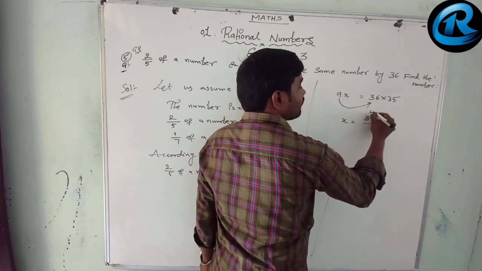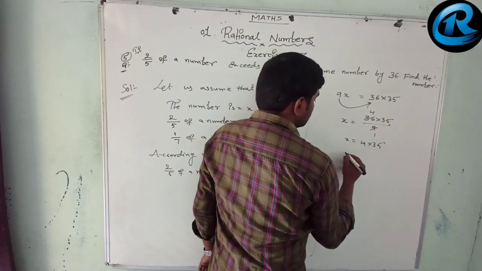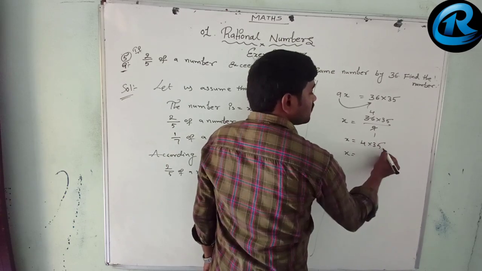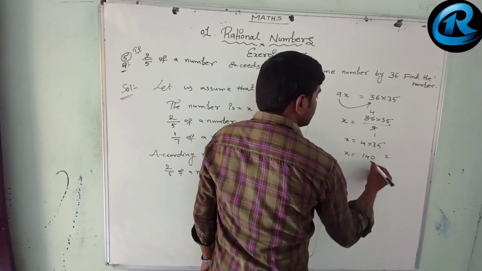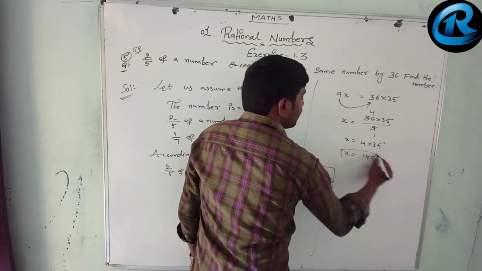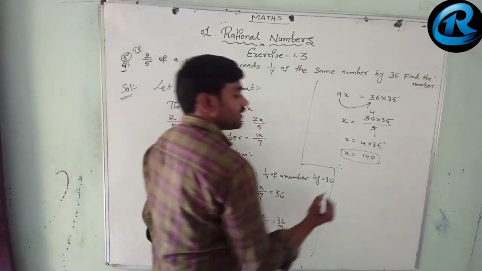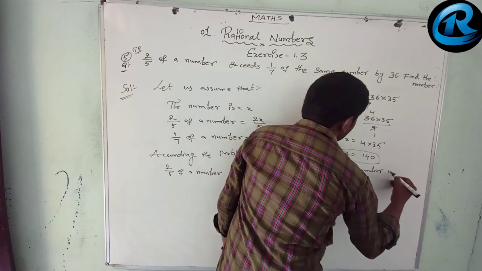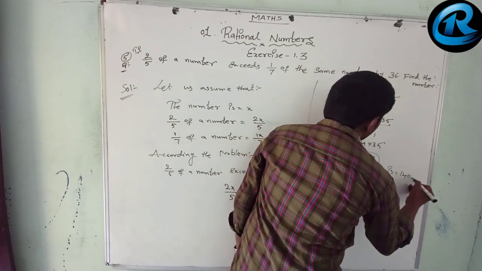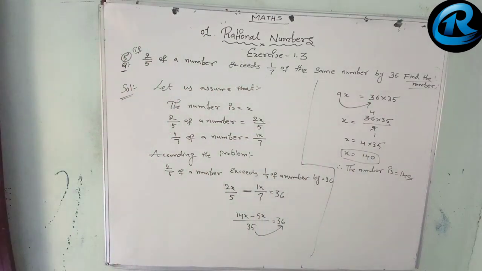9 1s are 9, 9 4s are 36. So x equals 4 into 35. 4 5s are 20. 4 3s are 12 plus 2, that is 14. Okay, x equals 140. Therefore x is the number. What did he ask us to find out? We have to find out the number, no? Therefore the number is 140.